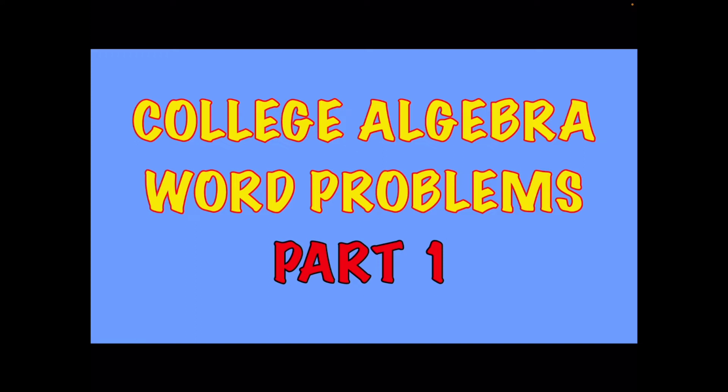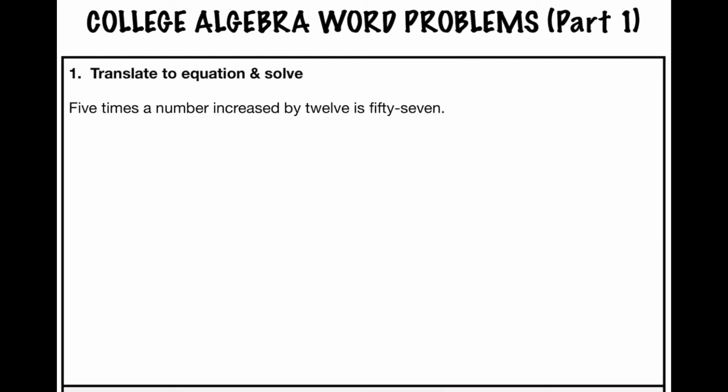Let's get started. Problem number 1 asks you to translate to an equation and solve. It says 5 times a number increased by 12 is 57. As with any word problem we work out, we like to break it apart according to the language. One of the first things I try to do is find the equal sign, especially if I have an equation. In this case, I'm going to look for words like is equal to, is the same as, and in this problem, I have the word is. So I know that's going to be my equal sign.